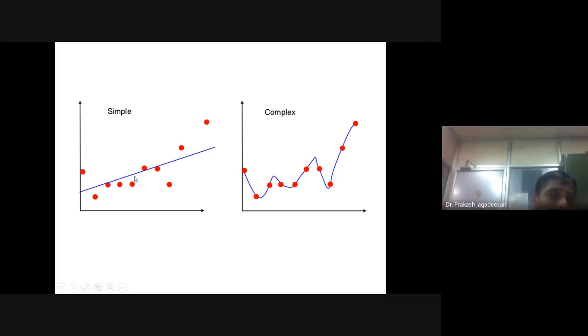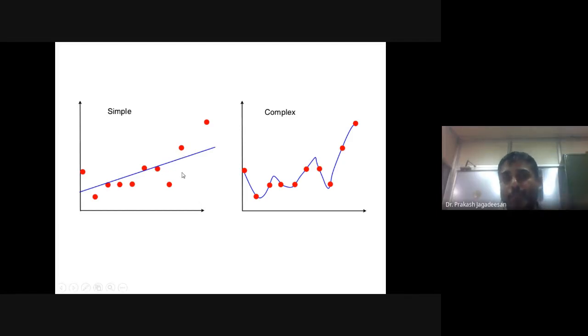So as a result, the model is not able to capture every change in the data. You can see that all the points are not lying on this line. So there is some difference. This is what we call bias. So bias is more, but variability is less compared to these two figures.